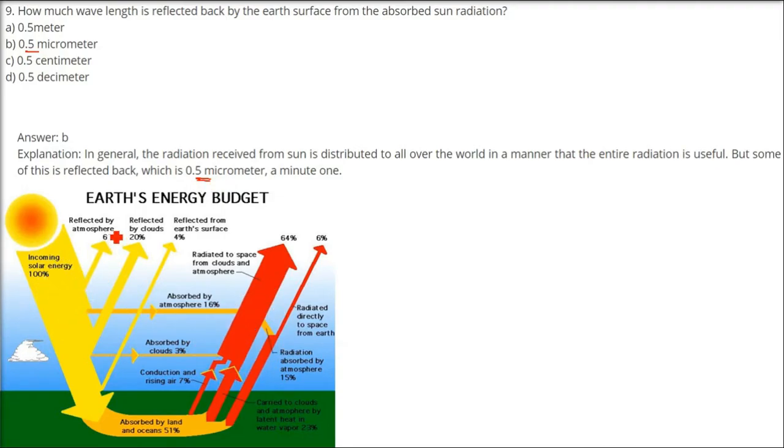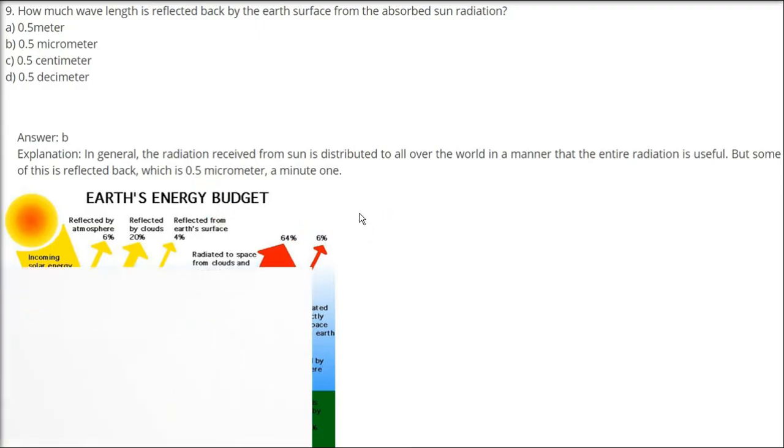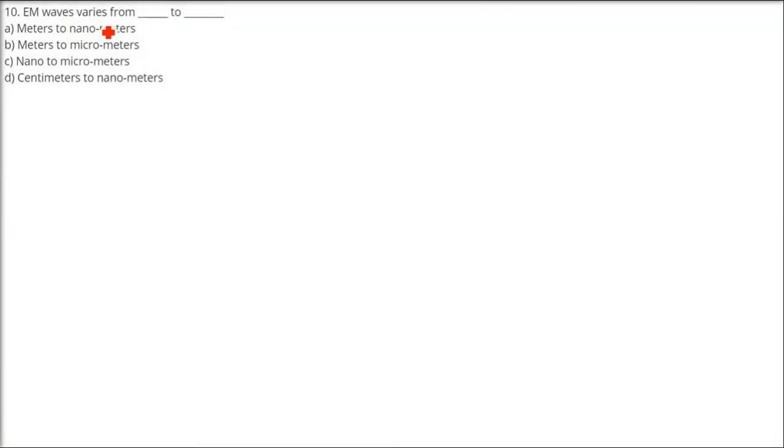The radiation received from sun is distributed all over the world in a manner that the entire radiation is useful. But some of this is reflected back, which is 0.5 micrometer. So the answer here is B. As I said, you have to have this idea about Earth energy budget to know this content.